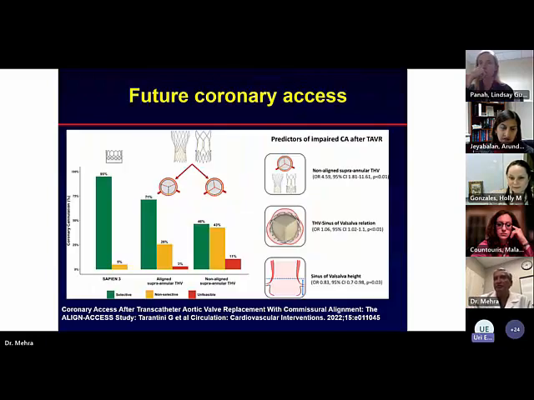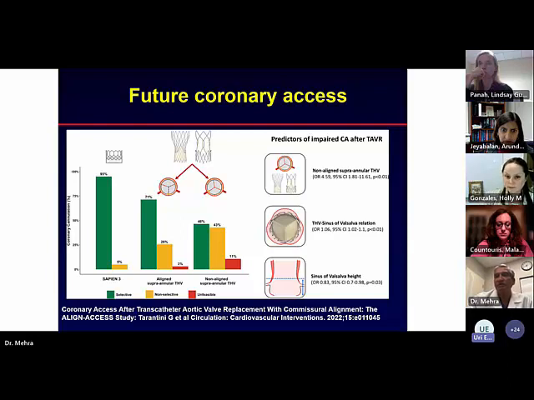Future coronary access. If you use a balloon expandable valve, even in those cases, around 5% of the patients may have difficulty accessing the coronaries. But with the self-expanding valve in the present situation, even with the so-called cusp overlap technique, which is a technique to avoid pacemaker implantation as well as improve the access to the coronaries, still in those circumstances, one third of the patients will have difficulty accessing the coronaries.